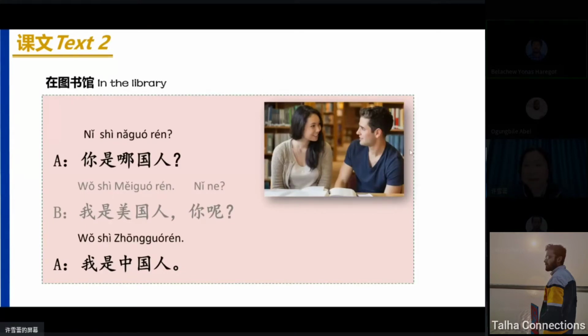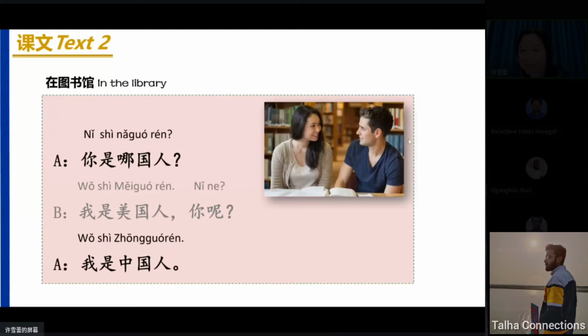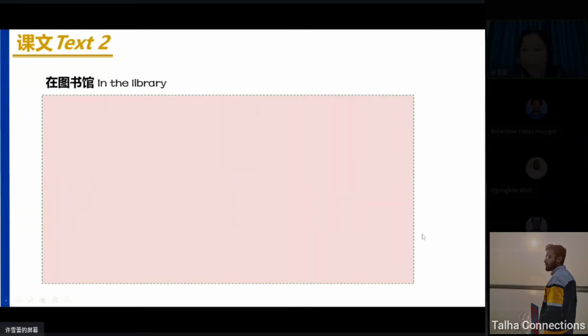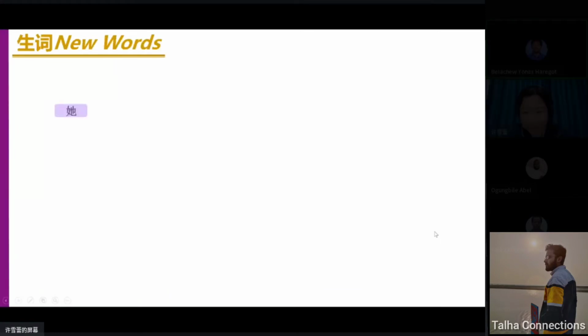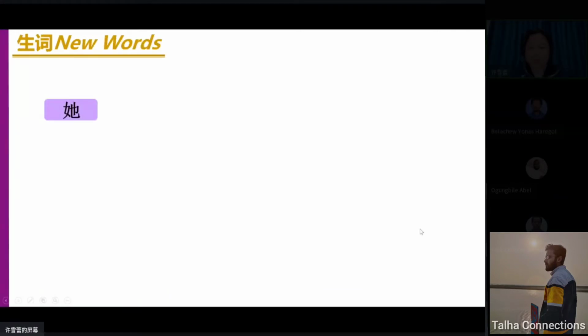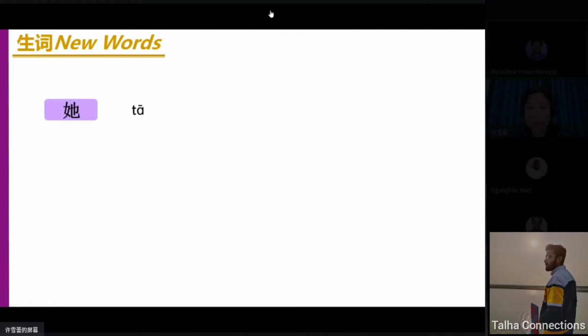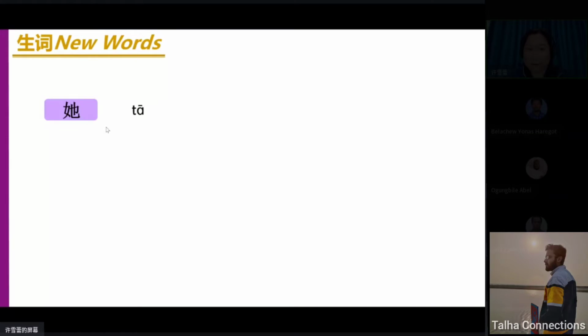Very good. Yeah, try Chinese keyboard. Yeah, your Chinese characters. Very good. That's all for this part. And then we're going to learn something else. Now let's begin with new words. This one is read ta. Ta. Means she or her, ta.